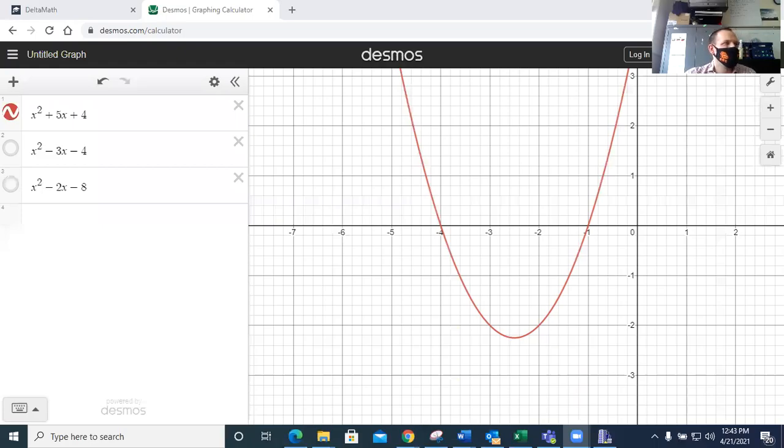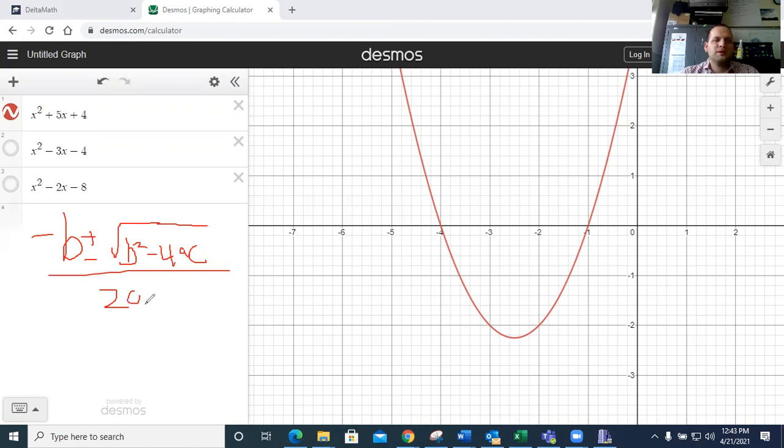We're going to talk a little bit today more about the quadratic formula. Remember, the quadratic formula is opposite b plus or minus the square root of b squared minus 4ac, all over 2a.